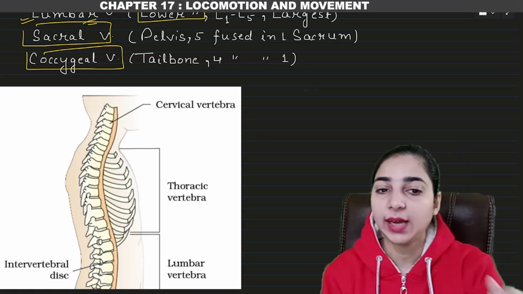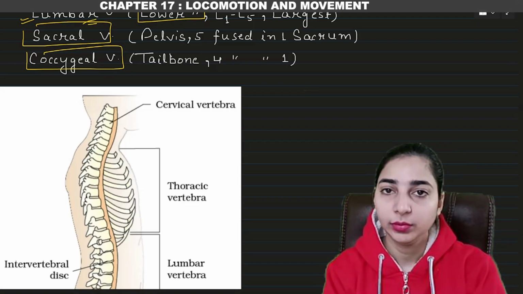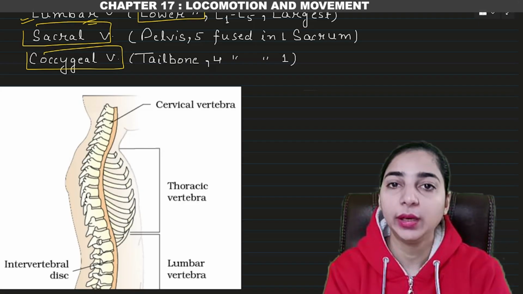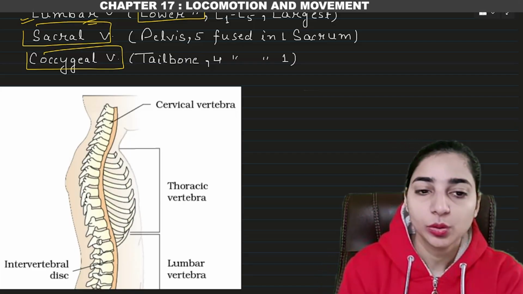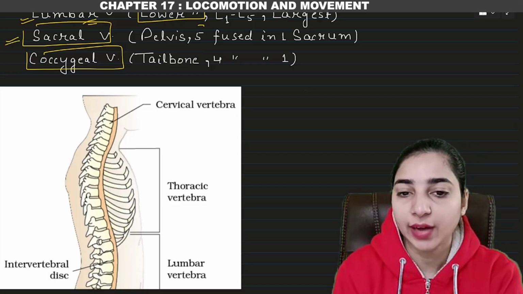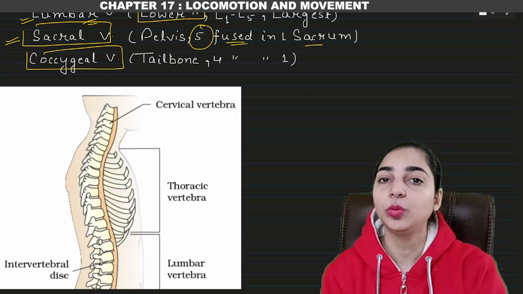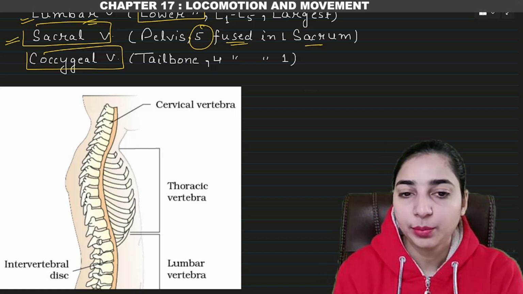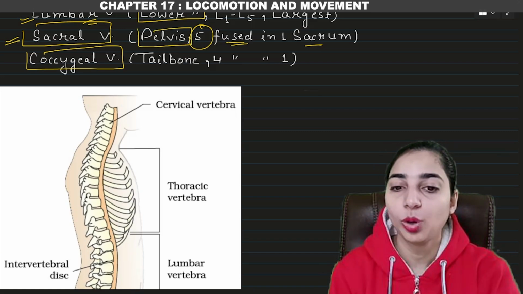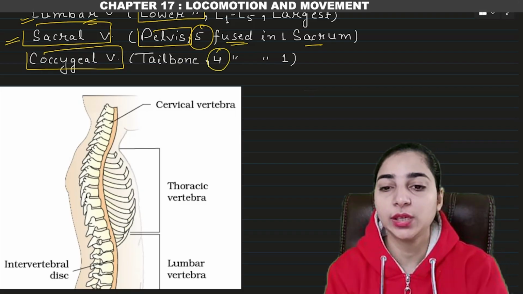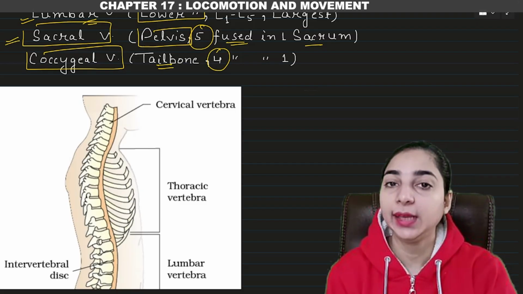So both the sacral vertebra and the coccygeal vertebra consist of more than one bone, but these bones are fused together to form one bone. So in the sacral vertebra, 5 bones are fused into one sacrum. So these are counted as one, and these are present in the pelvis region, whereas the coccygeal vertebra consists of 4 bones fused into one bone. And this is present in the tailbone.